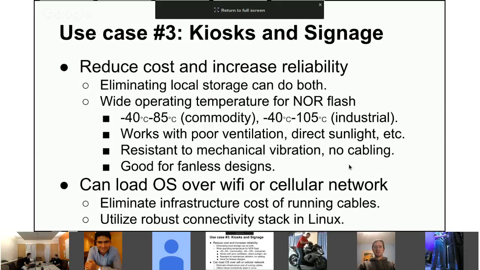Best case scenario is everything that's critical to the system is soldered on, so it's pretty mechanically stable, and it doesn't need a fan. So this is a good solution for that, if all your critical bits are on NOR SPI. Also, since you can use the full power of Linux for your networking stack, you can also boot the machine over Wi-Fi to not have to run cables everywhere. Or if you have a billboard on the side of a highway, you might just stick a 3G modem in it.